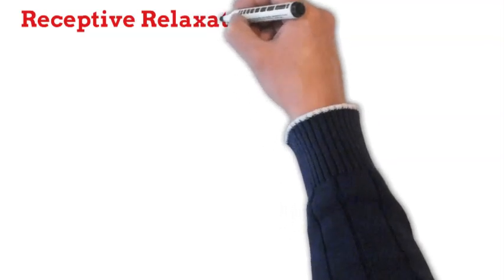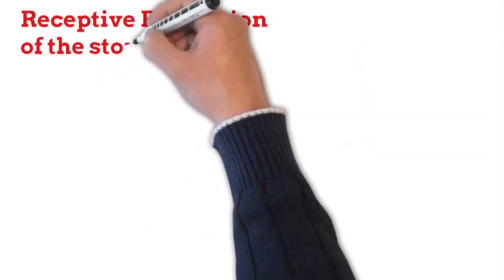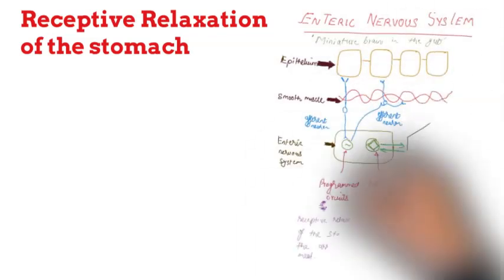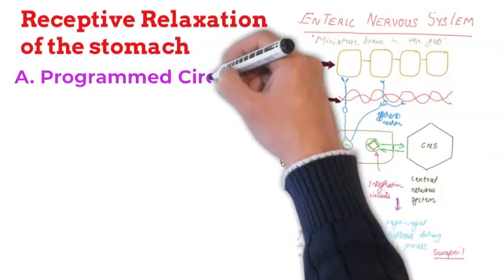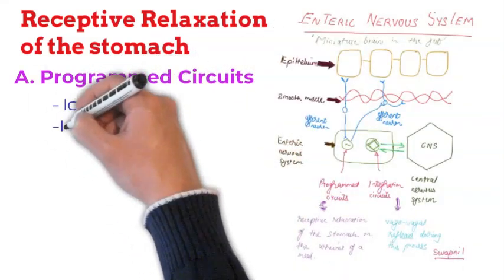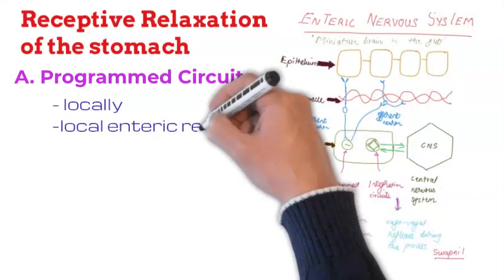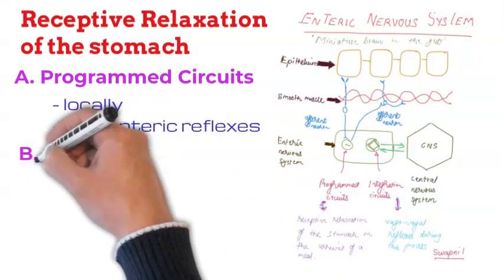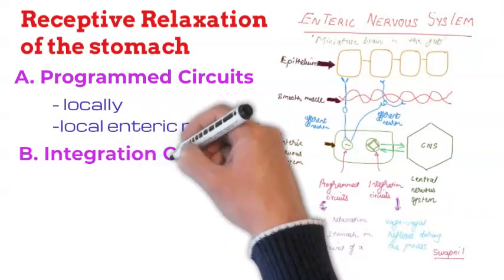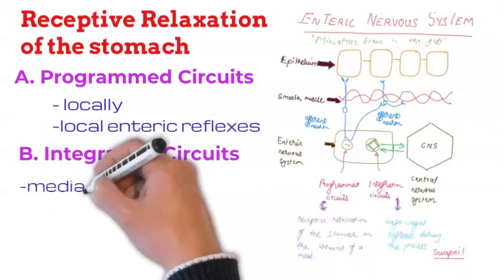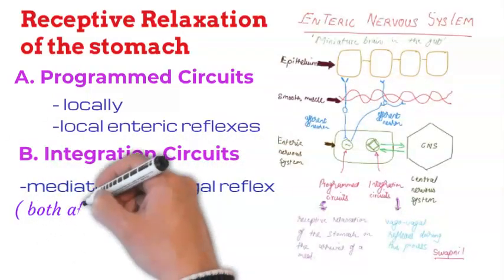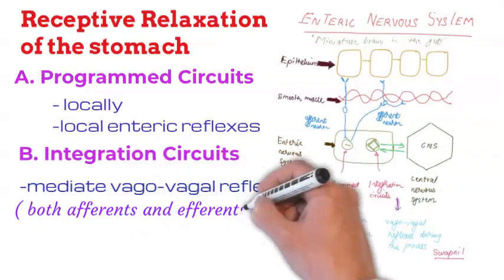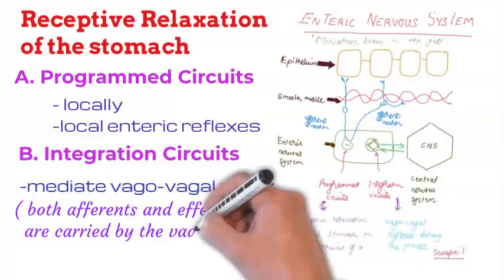Take an example of a function such as receptive relaxation of the stomach on the arrival of a meal. There are two circuits, program circuits and integration circuits. Program circuits function locally. They mediate local enteric reflexes, and integration circuits mediate vagovagal reflexes, meaning thereby both the afferents and the efferents of this are carried by the vagus nerve.